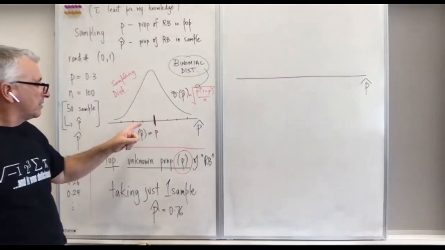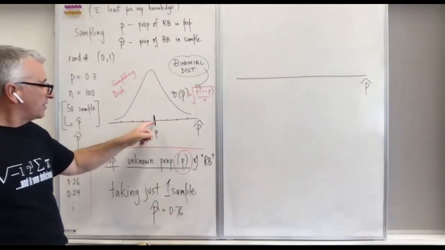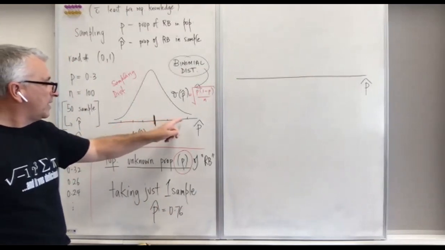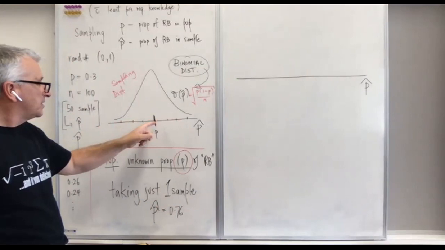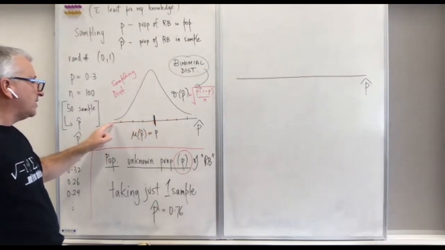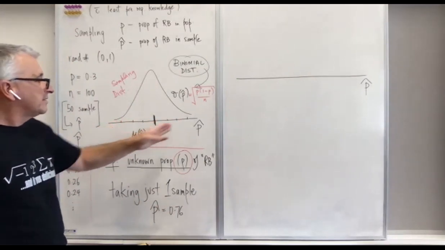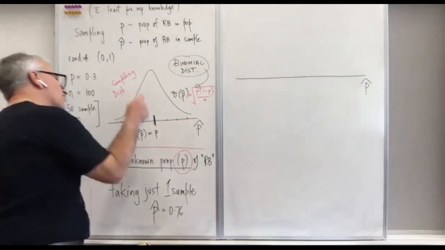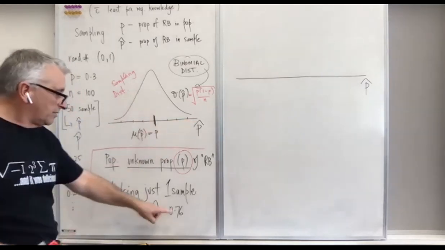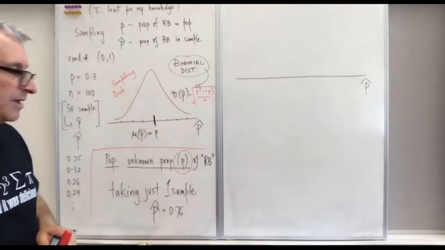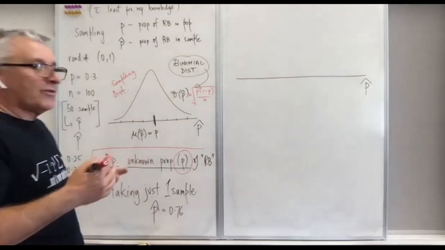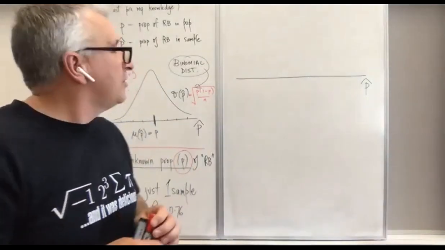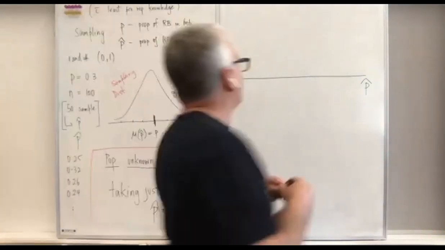Is it really close to there? Is it over there? Is it here? Did I get really unlucky? Is it right down here? Really unlucky the other way, over here? Or in fact, did I get right on the mark? And in fact, the magic unknown number that I put in was in fact 0.76. And of course, we simply don't know.